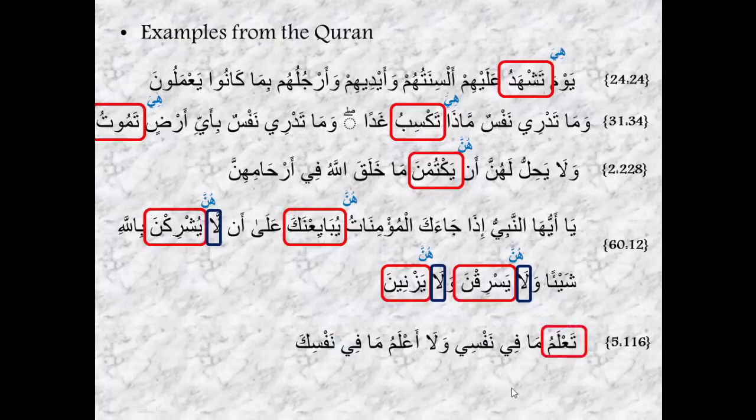So تعلم, you know, this is on the تفعل pattern, conjugated for أنت, because Isa is addressing Allah. ولا أعلم, an example of a negation, and I do not know. So أعلم, أفعل, conjugated for أنا.